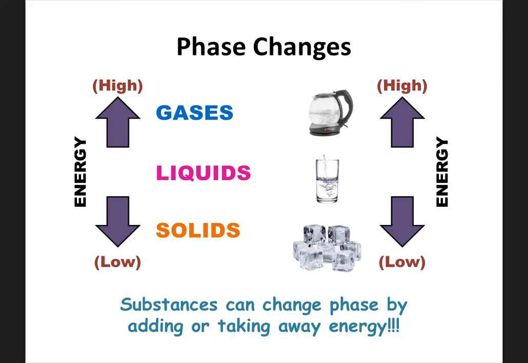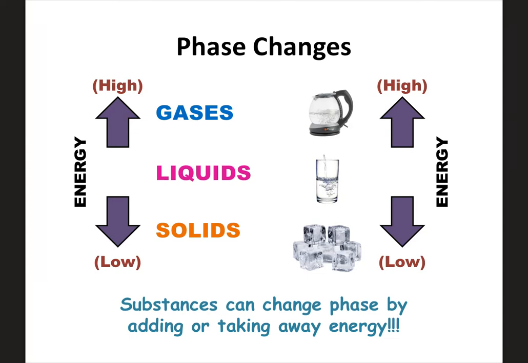Phase changes occur anytime you switch between these states of matter. So anytime you're going from a solid to a liquid or a liquid to a gas, that's called a phase change. And the way this happens is you just add or take away energy. So if you look here on the left, you can see that solids are the lowest in energy. They have the slowest moving particles, so they're the lowest in energy. Liquids are kind of in the middle, and then gases are in the highest energy because those particles are moving around much quicker.